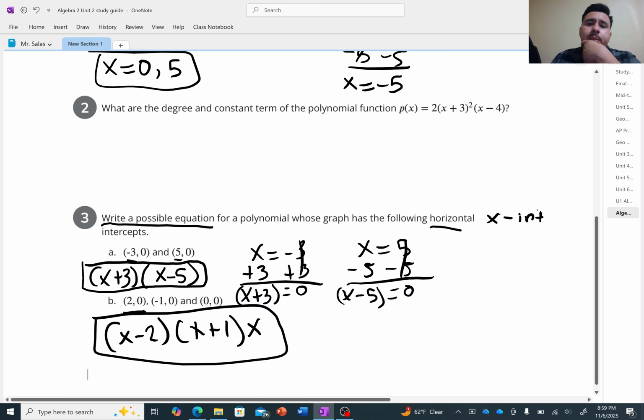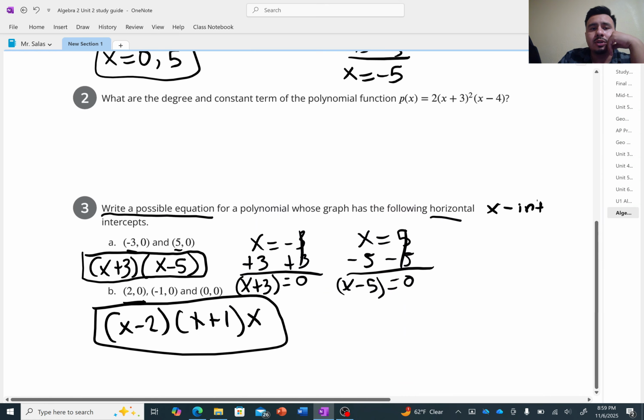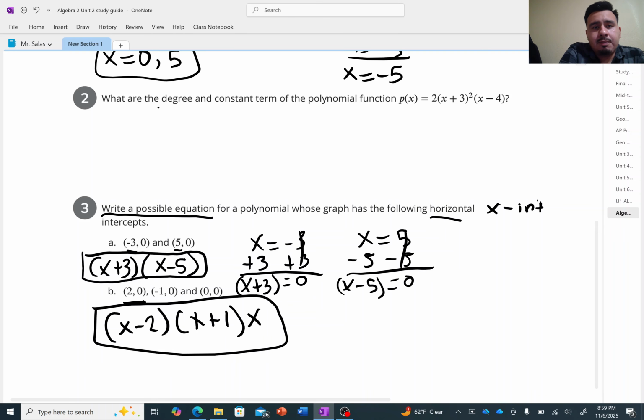We're going to be looking at problem number 2 from our section B checkpoint. Let's look at number 2. It says, what are the degree and constant term of the polynomial? So remember, when we want to find the degree and constant term, this needs to be in standard form.